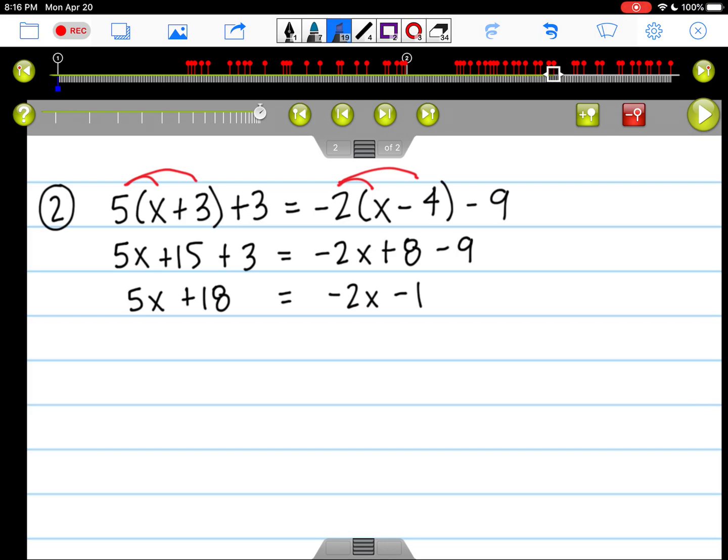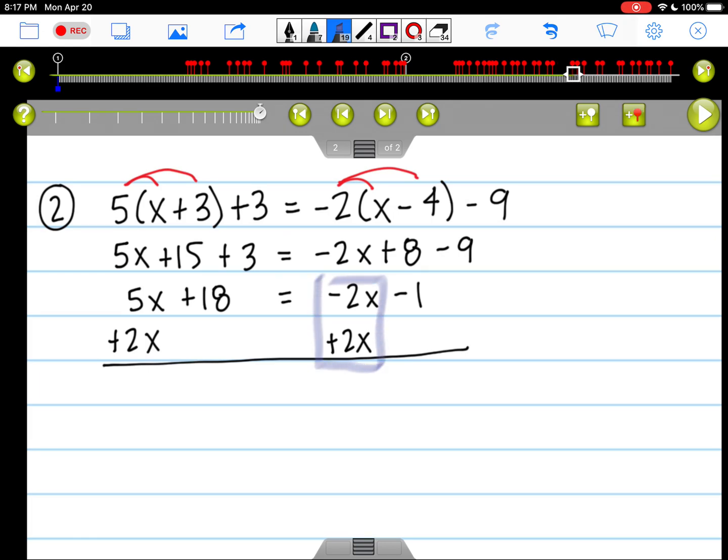Okay, so this is where we now cross this barrier because we can't combine 5x plus 18 and we can't combine negative 2x minus 1. So we're going to be moving things. So I'm going to add 2x to both sides, do the opposite operation when we cross the equal sign. So negative 2x plus 2x, when it's the same number but opposite signs, they cancel out. And then 5 plus 2x is 7x. I'm going to bring down that plus 18 because we didn't touch it, so this just gets dropped down, equals negative 1.